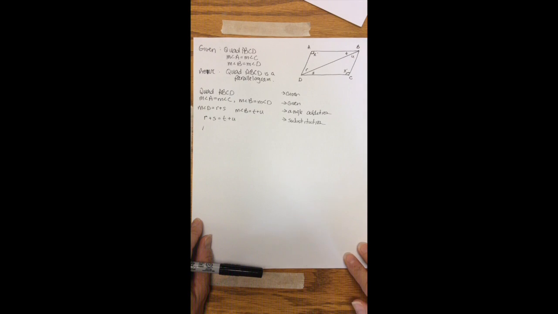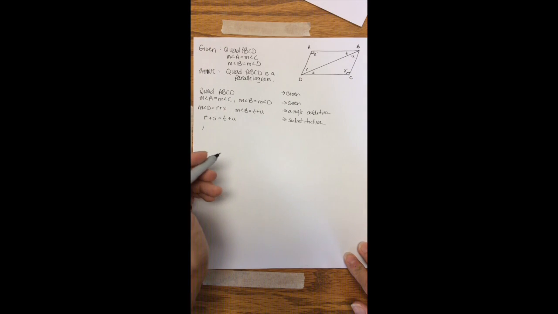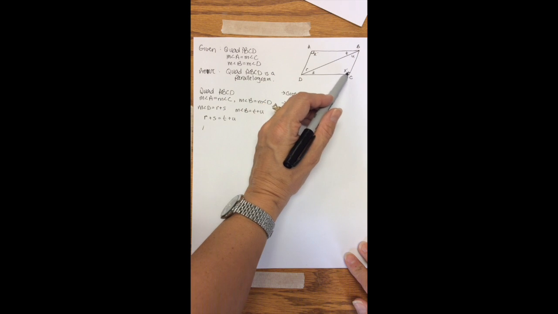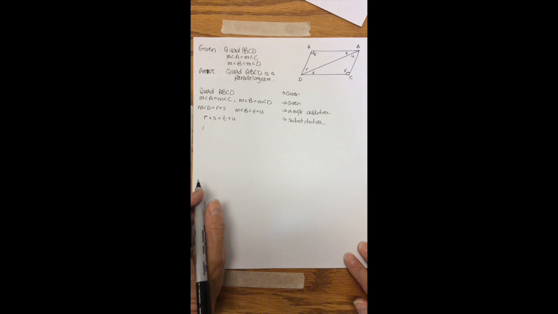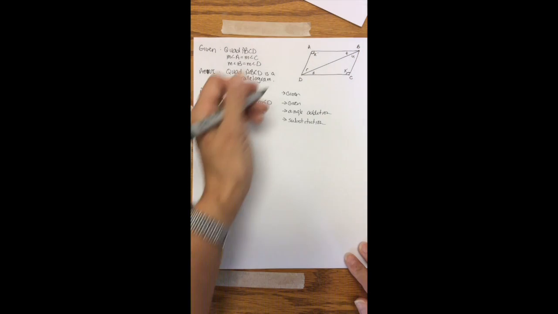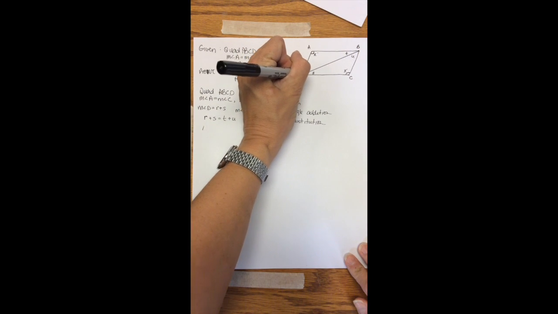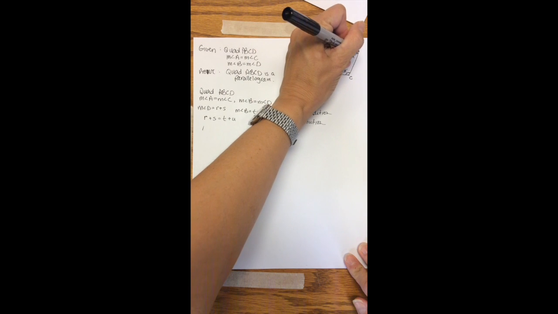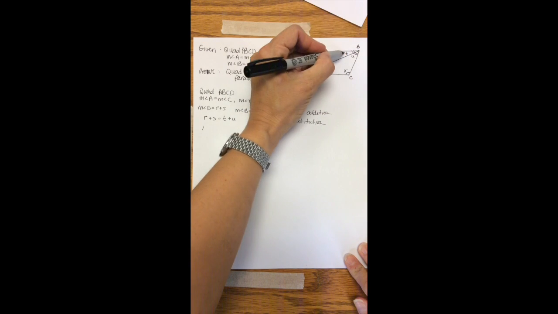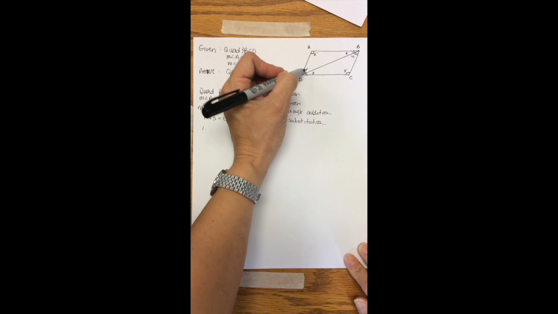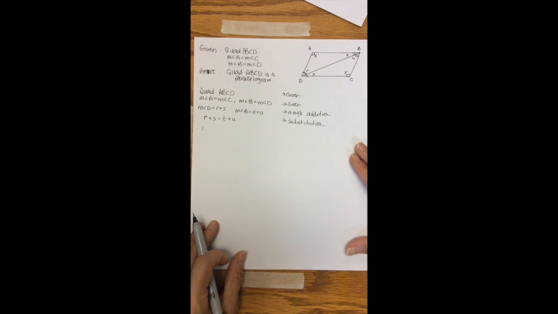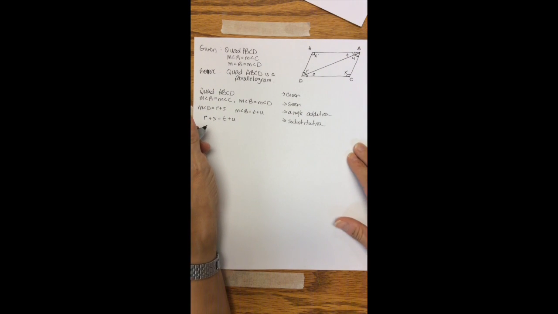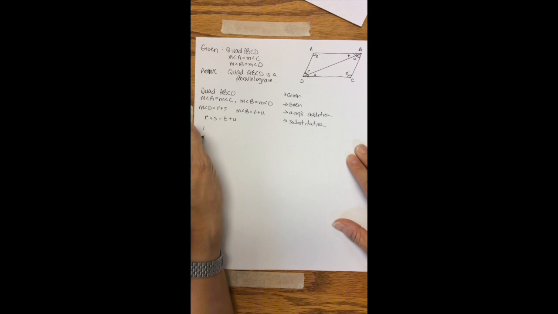So we are trying to prove that quadrilateral ABCD is a parallelogram, and we know that these two angles are congruent. We're trying to get that R, S, T, and U will be congruent. So we know that the big angle is congruent. If we can get T and S congruent and U and R congruent, then we know alternate interior angles means that those opposite sides are parallel, which is the definition of a parallelogram. So we're going to do some magic with some angles and just try to follow along.